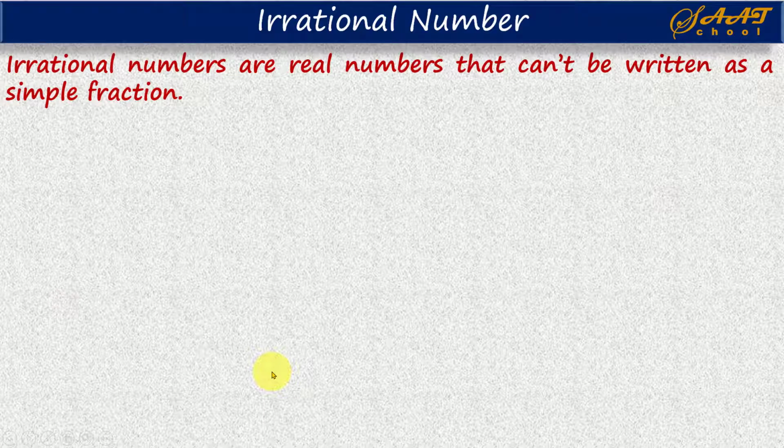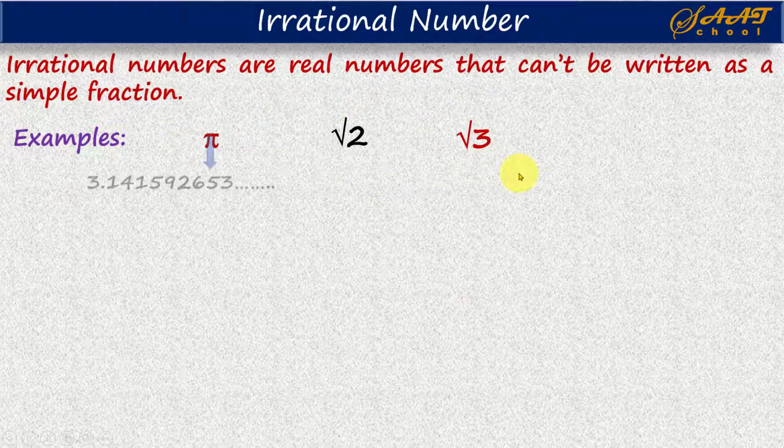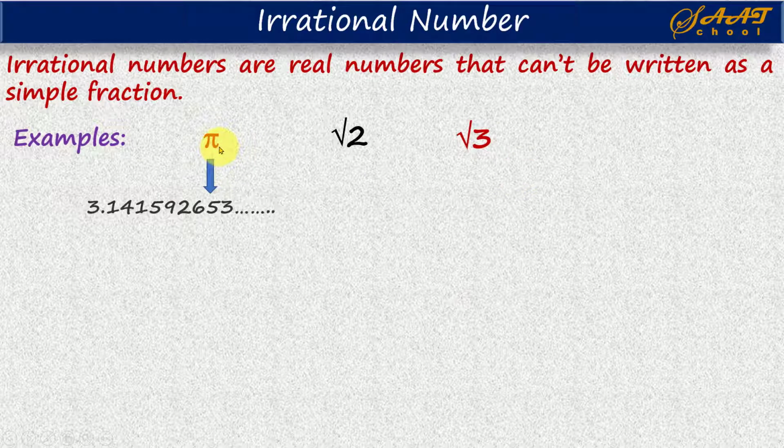Now here, irrational number. Irrational numbers are real numbers that cannot be written as a simple fraction. Like rational numbers can be expressed as a fraction, but these are real numbers which cannot be expressed as simple fractions. Now here are some examples of the irrational number. So pi, root under 2, root under 3, all these are examples of the irrational number. And these irrational numbers cannot be expressed as a simple fraction.